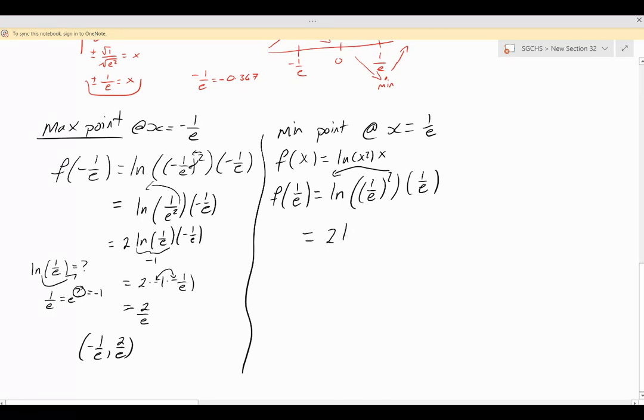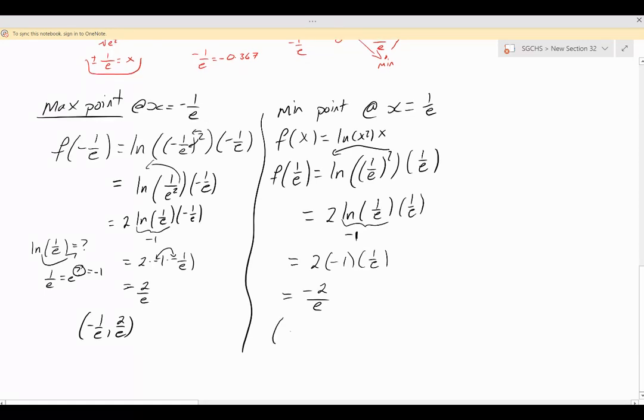I'm going to actually take this squared out immediately. So I'm going to get 2 ln(1 over e) times 1 over e. We just discussed how ln(1 over e) is equal to negative 1. So we get 2 times negative 1 times 1 over e, which equals negative 2 over e. So now we have a min point at positive 1 over e and negative 2 over e.